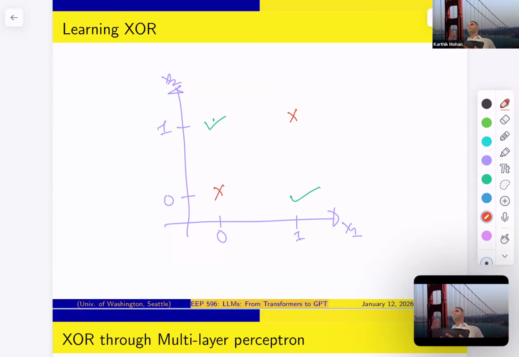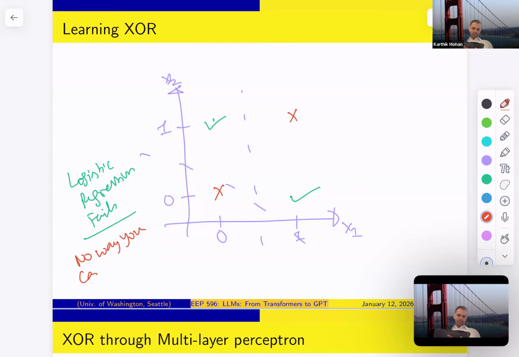Is there a line that you can learn to separate the red from the green? How about this? No. How about this? No. So you simply cannot have a line separate the red from the green. So the problem is more complex. So logistic regression would fail in this scenario, right? With just 2-dimensional data points and just 4 data points, we show how things can get super complex very quickly. So this is where logistic regression fails, because there's no way you can linearly separate plus from minus. There's no way you can separate the x from the check.